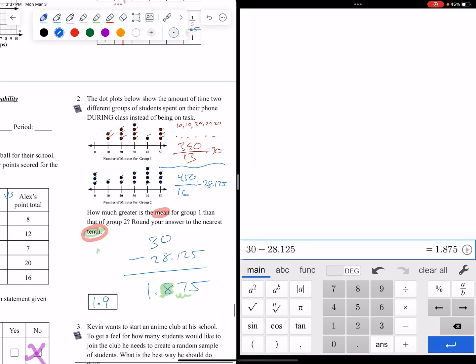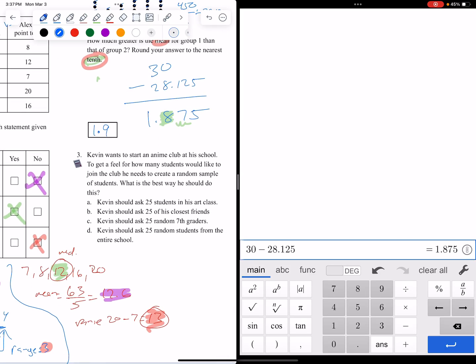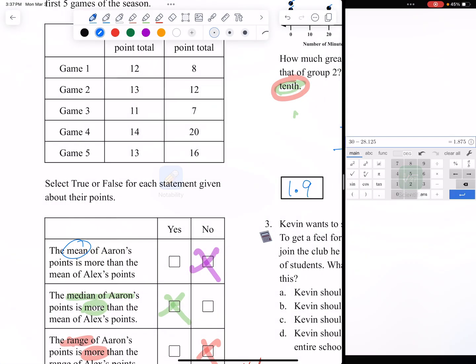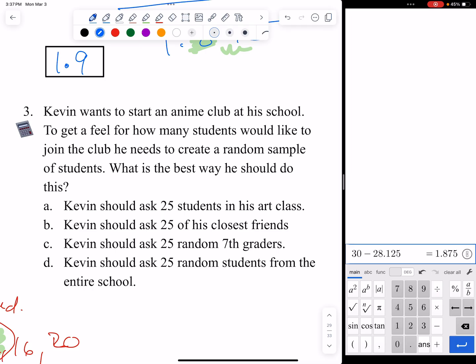Okay. Next one, Kevin wants to start an anime club at his school to get a feel for how many students. Let's make this smaller so I can read this better. So to get a feel for how many students would like to join the club, he needs to create a random sample of students. What's the best way he should do this?